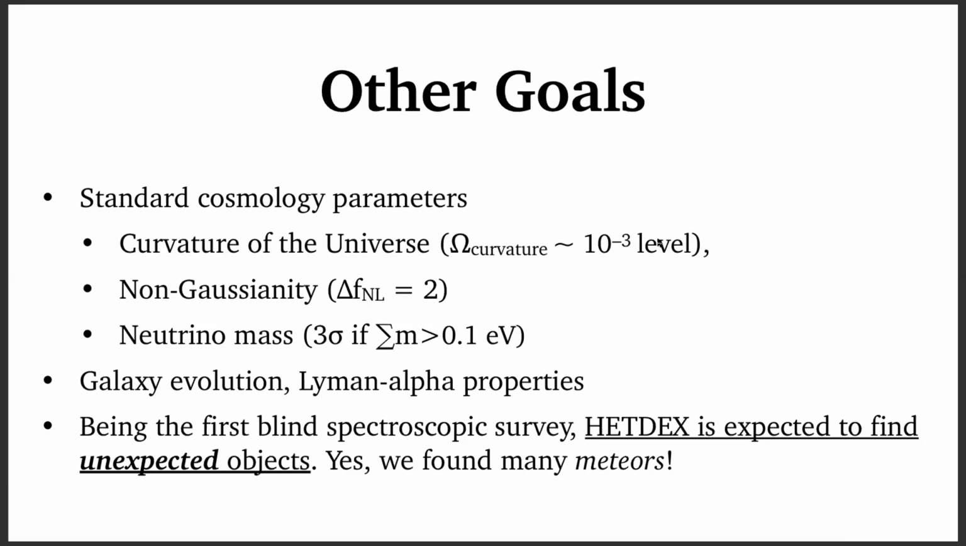Also, you can measure neutrino masses, okay? We have studies going on about galaxy evolution and Lyman alpha property and the large scale structure, IGM traced by Lyman alpha emissions. And being the blind spectroscopy survey, we expect to have some unexpected object. And funny story is that we found many meteors. At first, we were very confused. What is this guy? And turns out that it had some track. It was a meteor. We have spectra of a couple of tens of meteor right now in our sample.